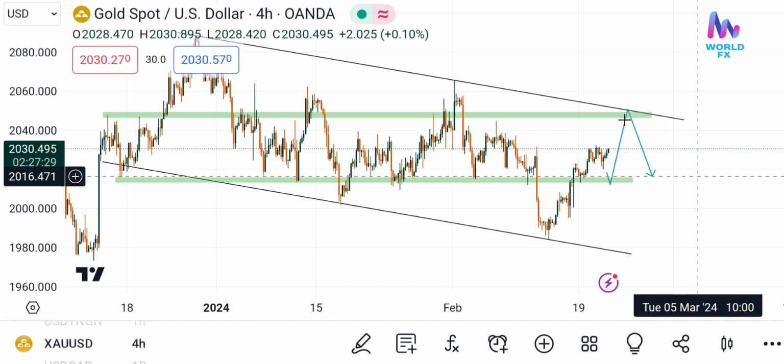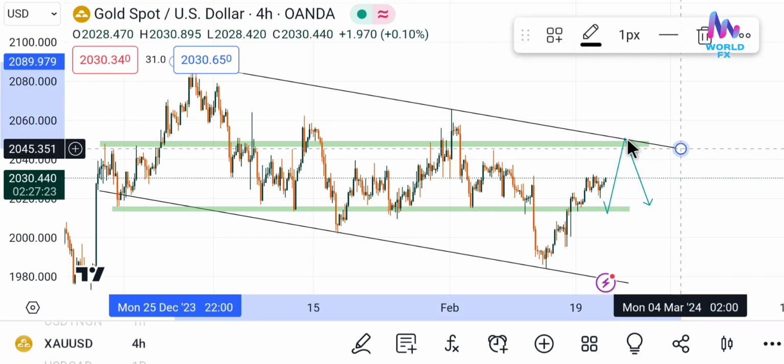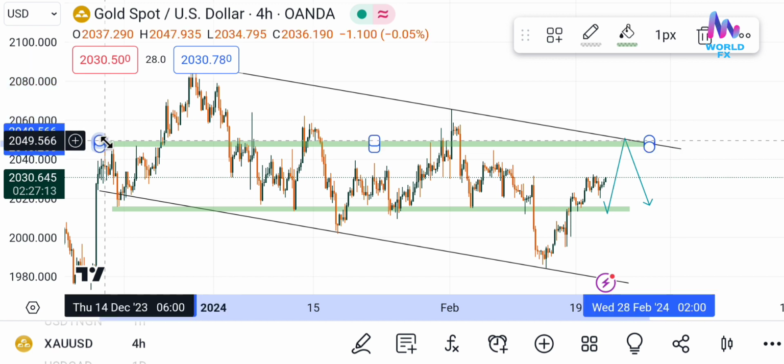That means we have two confluences now. We have the market going to this point to touch this trend line. This trend line is an area of interest whereby the market is going to drop from here, and we also have this resistance level here to back the point. So you can see this price is very, very strong. The market is going to get to this point before dropping. So that's how I see gold, guys.